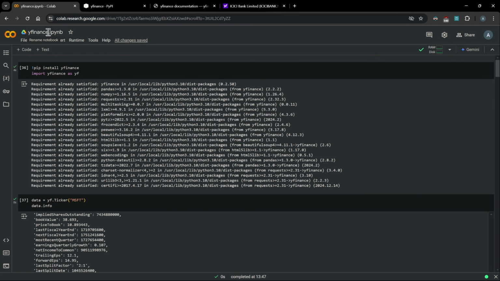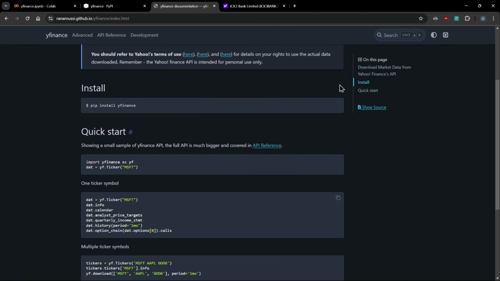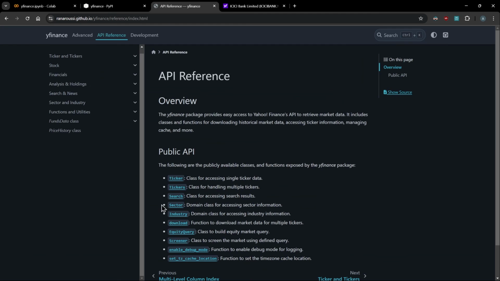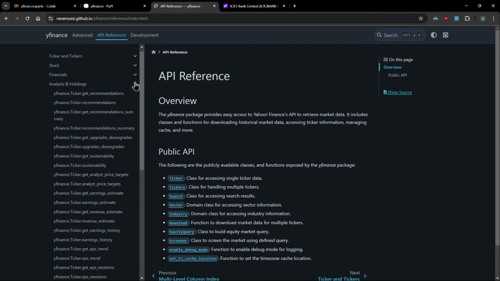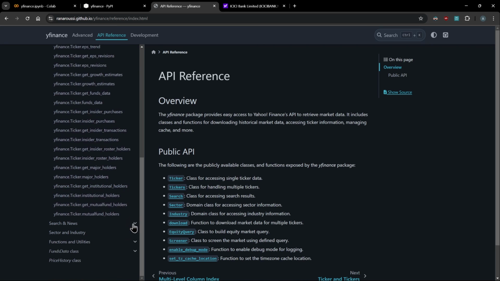So this was just a brief about Y Finance and what it can do to assist you in your investing decisions. Y Finance offers a lot more metrics, and you can always look at the Y Finance documentation. And here you get a complete understanding of everything that it provides. So you can just go to the API reference, and here you have subtopics, and under this you have a lot of metrics. So in case you're looking for some specific metric, you can go search it up here.